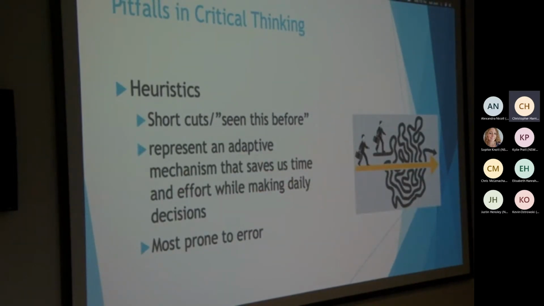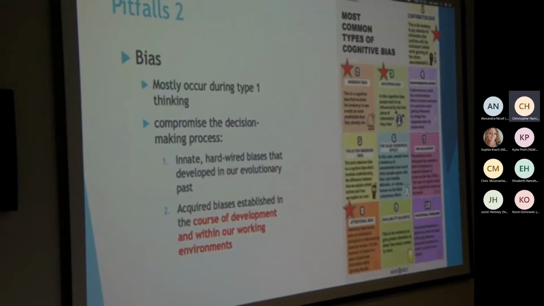So just a bit of background as well. Some of the pitfalls in critical thinking that we often fall into are taking shortcuts. These heuristics, as they call them, are that "I've seen this before" mentality. This pattern I recognize, I'm going to go down this route. This is very much what we do in our type 1 quick thinking. And it's normal, it's human, it's an adaptive thing that we do, but it is, however, the area that's most prone to error. So this is where the curriculum talks about how we get ourselves out of that.